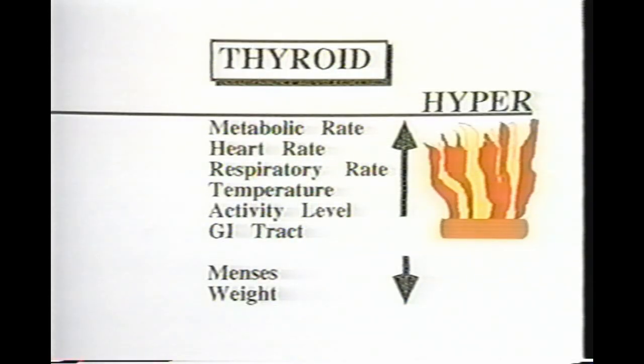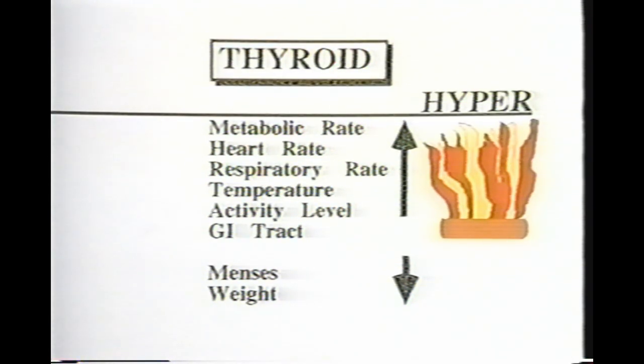Now, let's take a look at the flip side of that and see what happens to these factors when we're talking about hyperthyroidism. So take a look at the hyperthyroid picture. You can see here a very rapidly burning fire with a very rapid flame. The metabolic rate is very fast. You're going to see a very rapid heart rate.